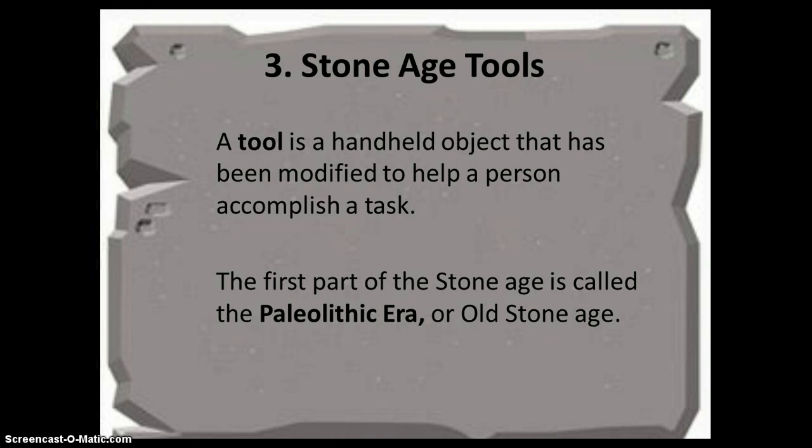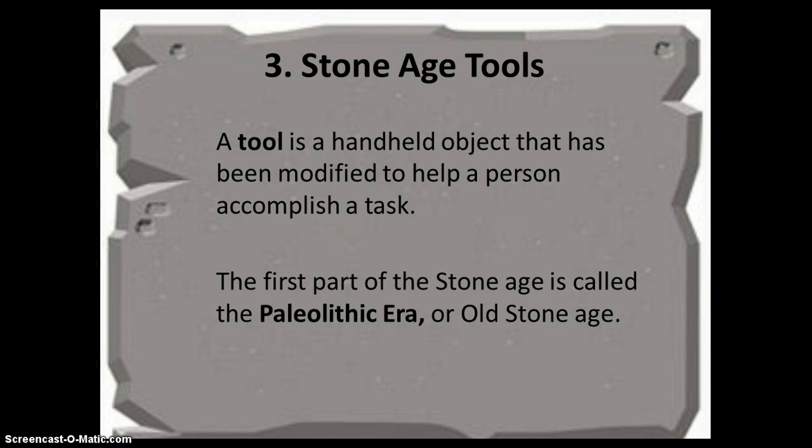Let's continue with our third part, the Stone Age tools, because now we know the difference between the people, but also tools developed. First, we need to know what a tool is. Well, a tool is a handheld object that has been modified to help a person accomplish a task. And also I discussed the different kinds of cut-ups that we have in history, and we can label them all with different kinds of titles so we can understand in what part we are.